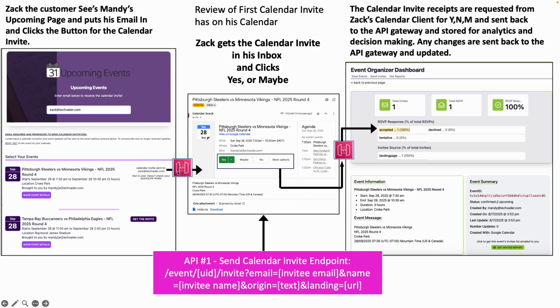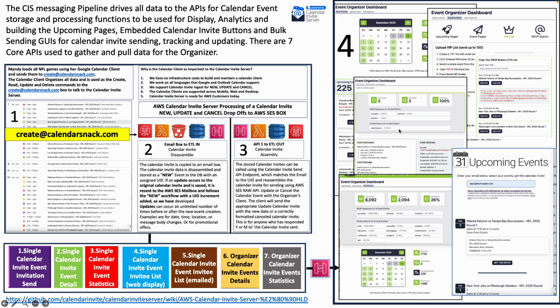So the web page itself is hitting the API. The API sends out a custom crafted calendar invite via the API, reassembles the calendar invite data, sends it to he or she downstream, and then the event organizer, in this case here, Mandy, logs in and checks out in detail how many people are going to be showing up for the event, and what RSVP response rate they are at. So that's that.